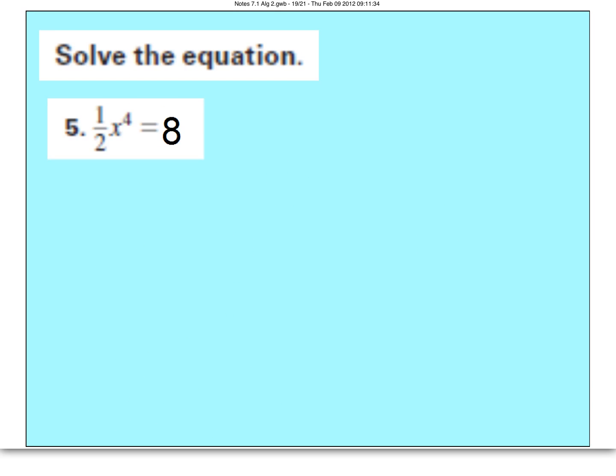Now let's look at this one here. We have to get x by itself. Again, there's 2 things to move. We have to move this 1/2, and we have to move the little 4. Because that little 4 is just with the x, and here's how I can tell.